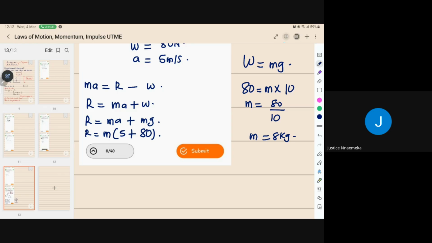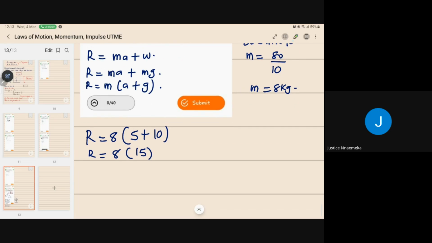Wait, I'm making a very brutal mistake here. Yeah, I am. Sorry, guys. When you factor out M, you now have A plus G. Is that not so? Everybody? Good. So now I have that my R is equal to 8 here. G is 5, A is 5, sorry. G is 10. So that R is equal to 8 multiplied by 15.